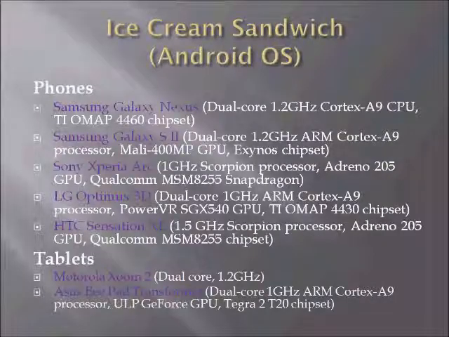Alright, and now on to Ice Cream Sandwich, which is Android's OS. The phones that are supported by this OS are the Samsung Galaxy Nexus, the Samsung Galaxy S2, the Sony Xperia Arc, the LG Optimus 3D, the HTC Sensation XL. There's also other phones that are supported by this OS, but there's too many to list as Android is constantly building phones. The tablets that are supported, we have the Motorola Xoom 2 and the Asus Eee Pad Transformer, which both have dual-core processors.